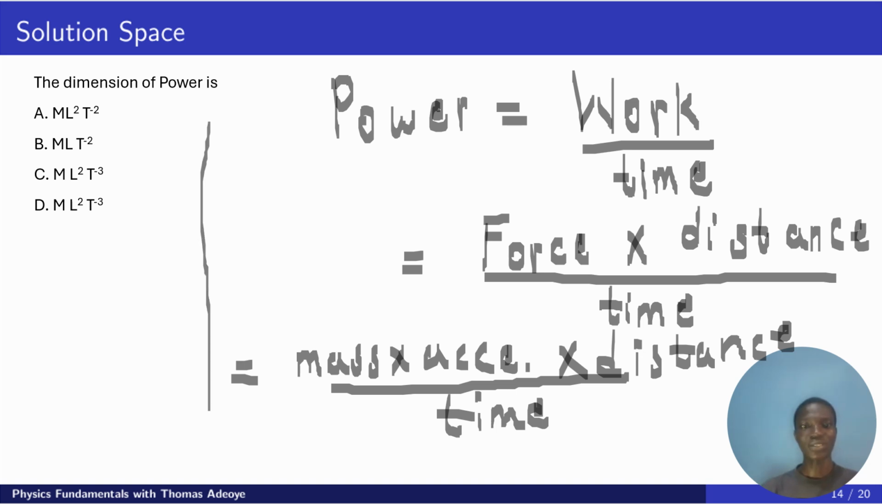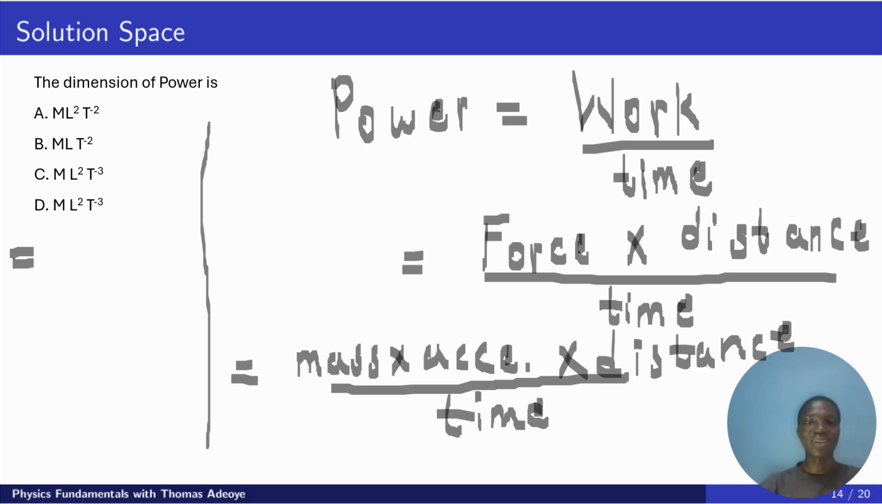Let's just begin to do the needful. We can now begin to write the units of all of this. You can see where I started from. I started from the formulas. Now when I broke it down, you begin to write the units, so you combine all the units together, then you find the dimension. So what is the unit of mass?